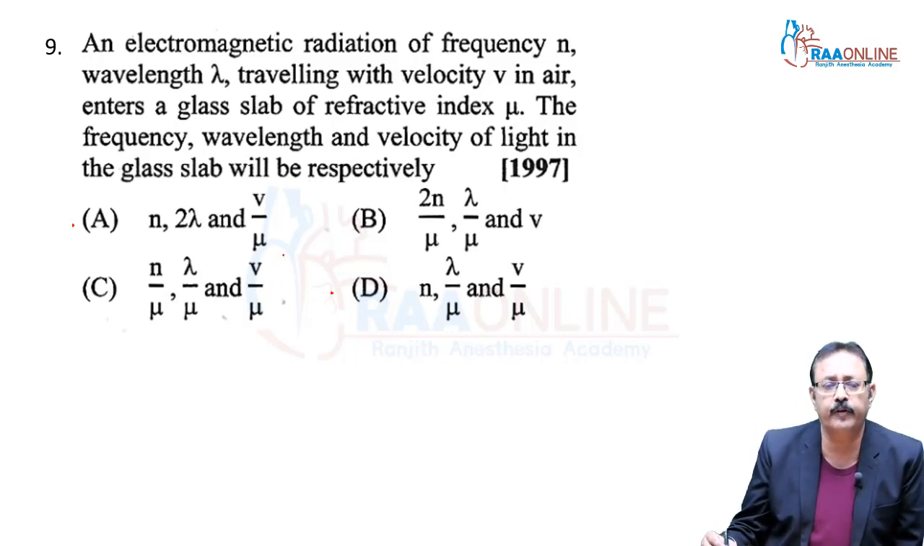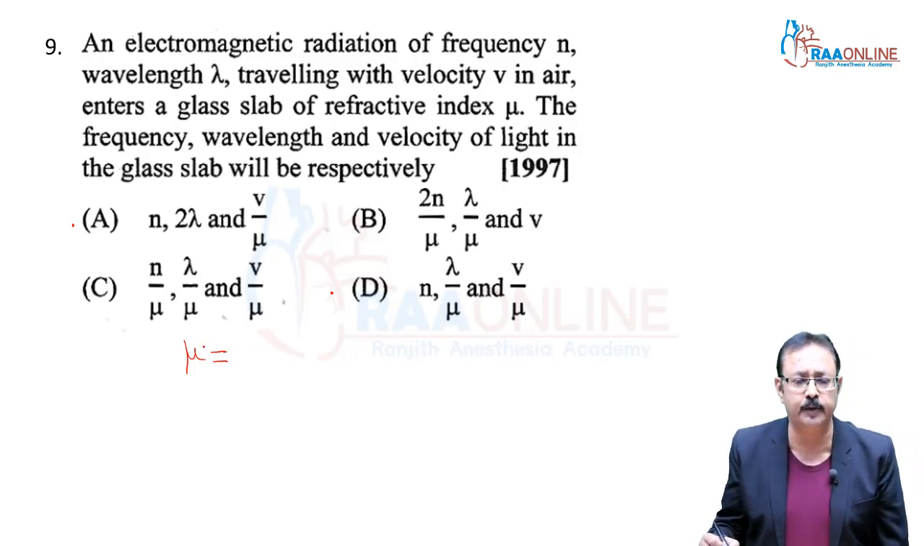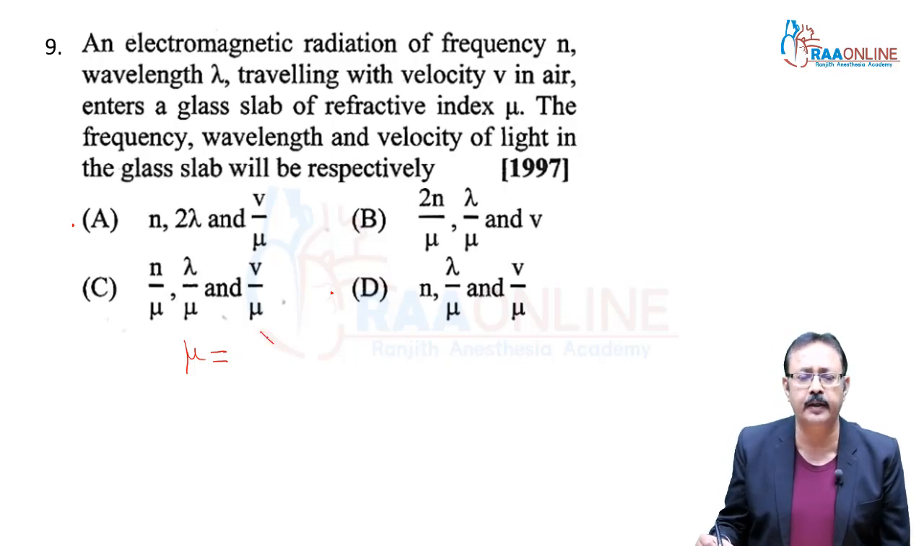So we will go for wavelength. What is the relation of refractive index with wavelength? Mu means wavelength in air upon wavelength in medium. So in that medium, wavelength will become lambda upon mu. So we are going with option D.